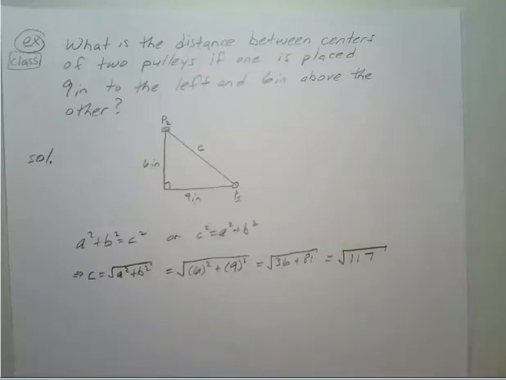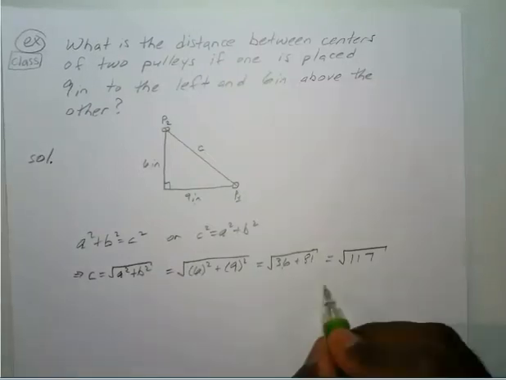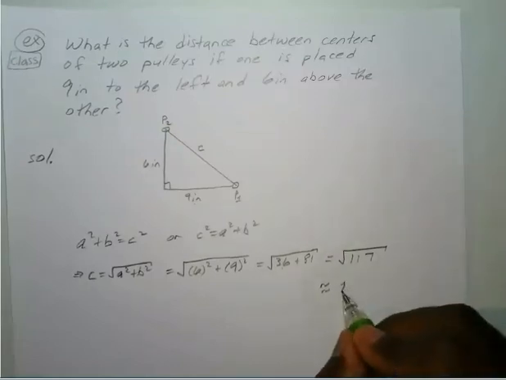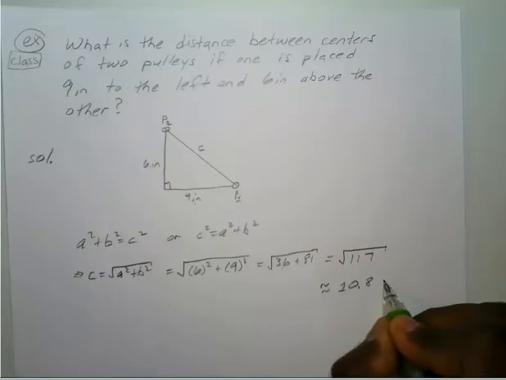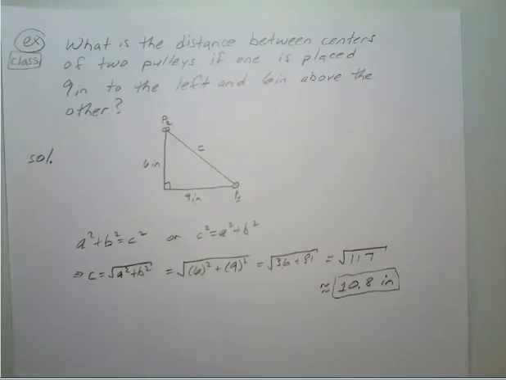Now that's not a perfect square, so you're not going to just get the square root of 117 and have a nice, neat whole number. So you're going to have to plug this into your calculator, and you will get approximately 10.8 inches. Okay, and that's if they ask you to round it to the nearest tenth.